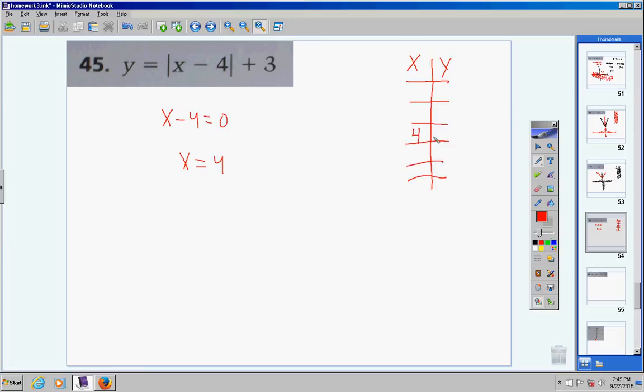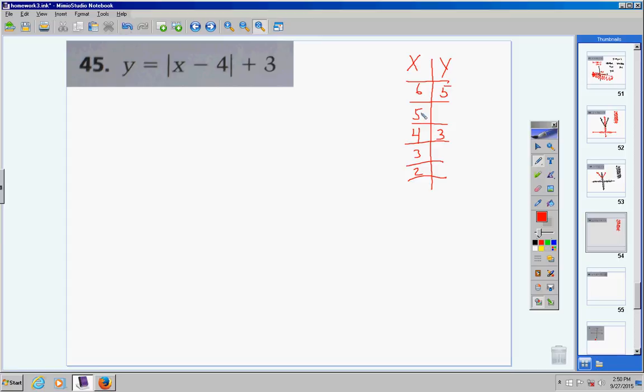Okay, now what about the y value? We'll look at the number that's being added or subtracted to the absolute value. It's a positive 3, so put a 3 here. Now because you have a 4 here, we'll go up to 5 and 6, then down to 3 and 2. Alright? So let's put a 6 in for x. Put a 6 here. 6 minus 4 is 2. The absolute value of 2 is 2. 2 plus 3 is 5.